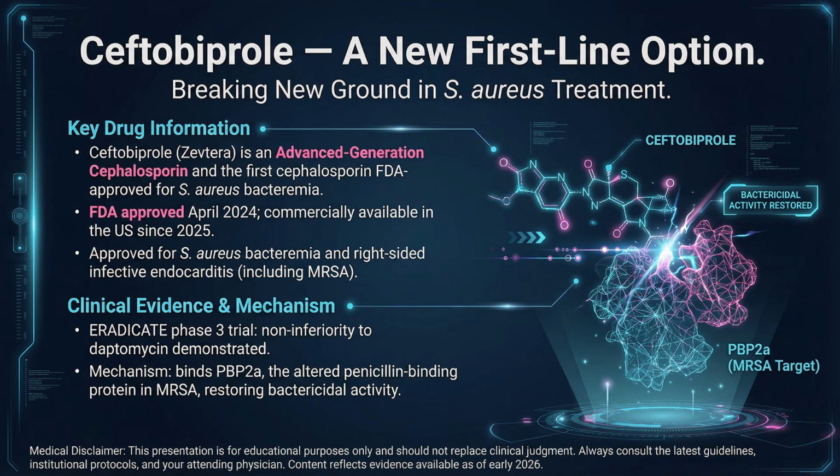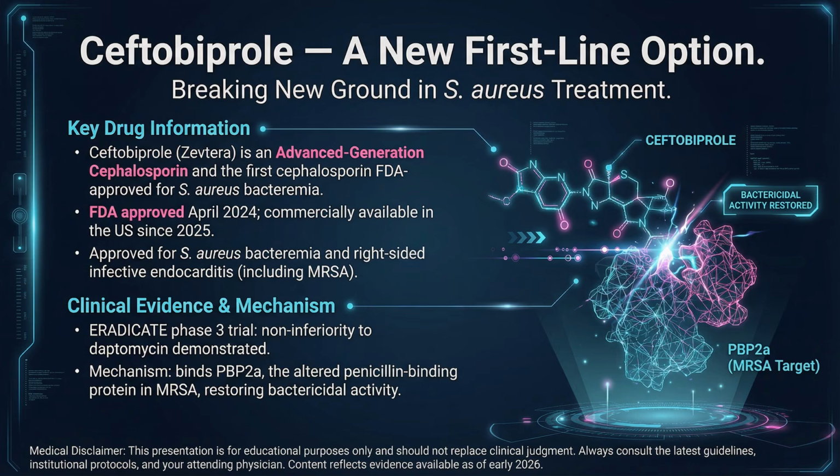Let's dedicate a moment to our newest first-line option, Ceftobiprole, or Zevtera. It is an advanced generation cephalosporin, and it represents a significant advance. It was approved by the Food and Drug Administration in April of 2024. Its approved indications include Staphylococcus aureus bacteremia and right-sided infective endocarditis, including cases caused by MRSA.